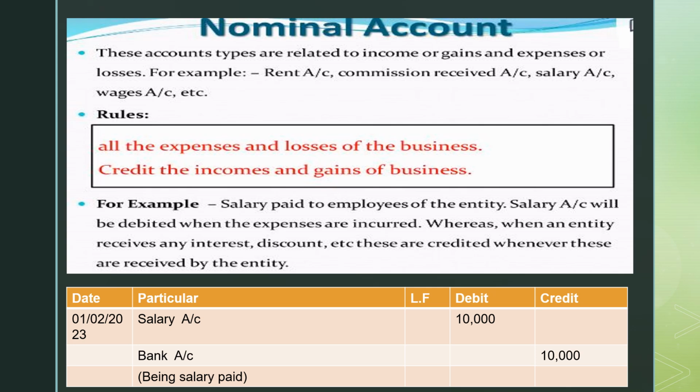Salary account will be debited when the expenses are incurred. So salary account is debit and the bank account is credit. Whereas when the entity receives any interest, discount, etc., these are credited whenever these are received by the entity. So the rule for the nominal account is debit all expenses and losses, credit all incomes and gains of the business.